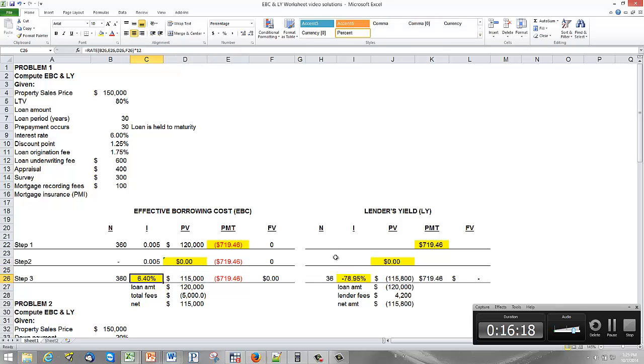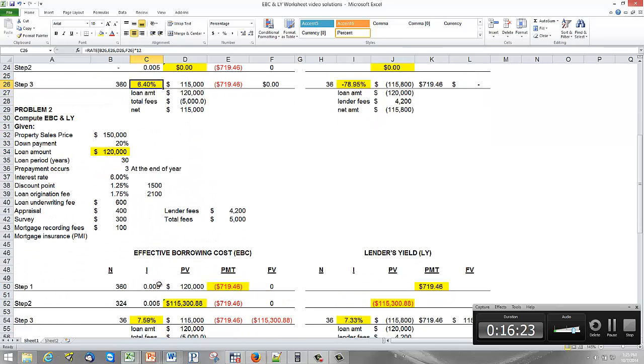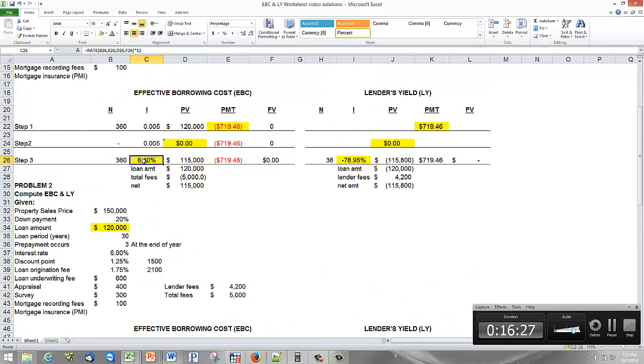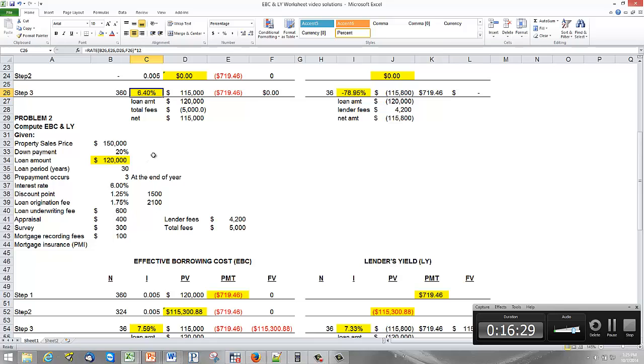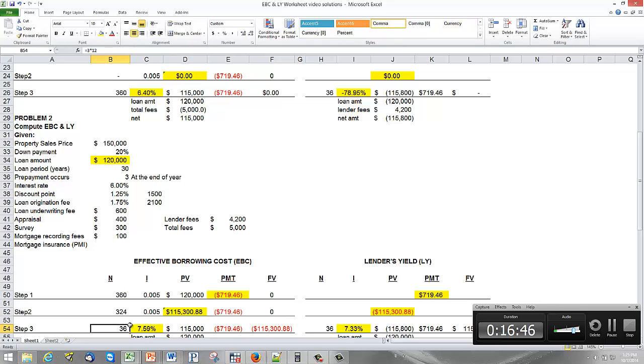We see that the effective borrowing cost is 6.4. Compare that number versus 7.59. So the APR on this mortgage would have been stated at 6.4, which might have induced us to get into a loan, but because of our early prepayment, the 3-year prepayment, our effective borrowing cost is actually 7.59 rather than the 6.4. And the reason is because all those fees that we have to pay, this $5,000 in fees, in terms of present value, is much more significant in the 3-year holding period than if it's spread out over 30.